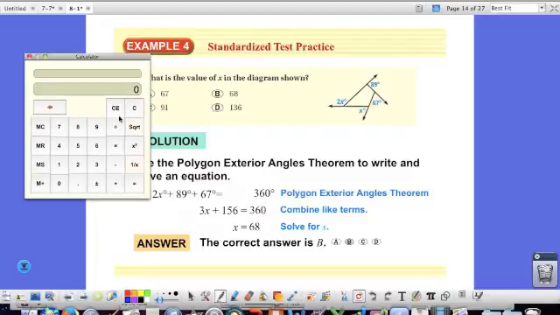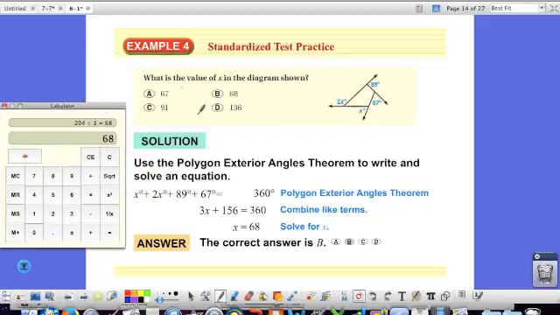So they've combined some steps here, but basically you had 360. You subtracted 156 from both sides. You got 204. You divided by 3, and you got 68, which was B.